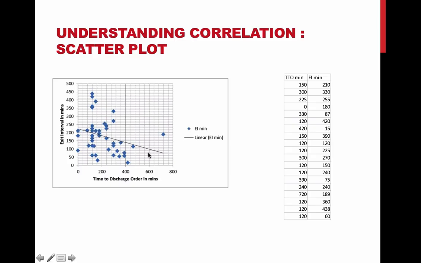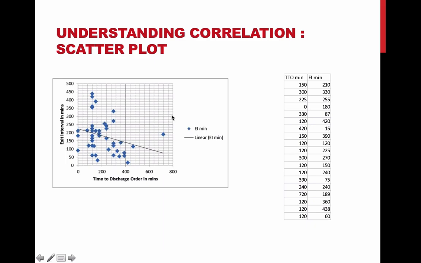Now here, surprisingly, what kind of correlation do you see? There is a negative correlation. There is a weak negative correlation, because the line is sloping downwards. So what my data is telling me is that if the time to order the discharge is less, the exit interval is more. So this goes against my theory. My theory was that if the order time increases, the exit time will also increase. If the order time decreases, the exit time will also decrease. But my data is telling me something otherwise.